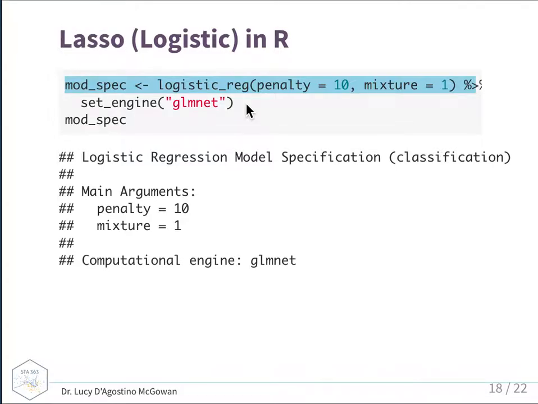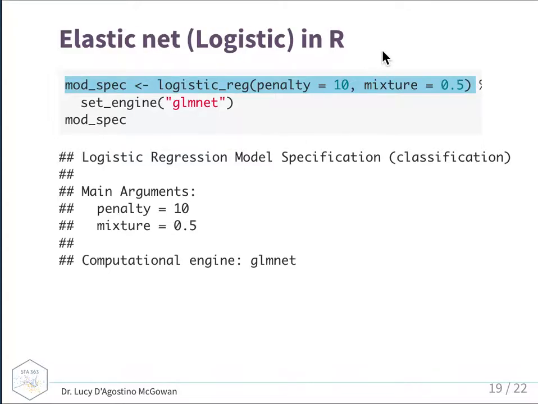And for lasso, it's going to be so similar. We still are using the logistic_reg function. The penalty is 10, but now the mixture is going to be 1. And then finally for elastic net, it's going to be somewhere in between. So rather than setting the mixture to 0 or 1, it would be somewhere in between. And of course, if we were doing this in practice, we probably would be tuning these parameters using the tune function and cross-validation to be able to pick the appropriate penalty or the appropriate mixture.